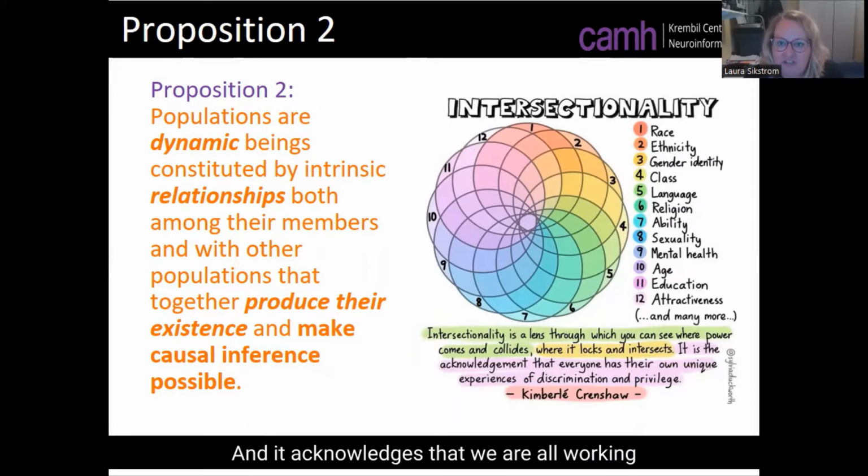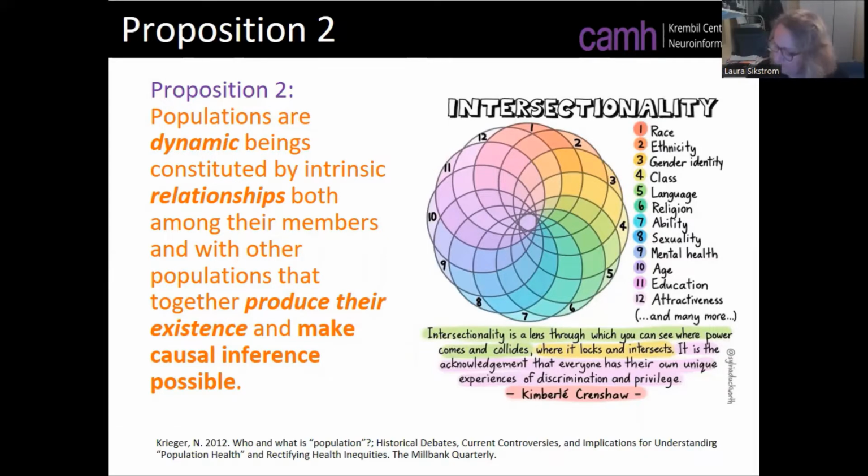And it acknowledges that we are all working within these systems, and how through various different lenses. And this is a great graphic for trying to visualize that, how varied our human experience can be.